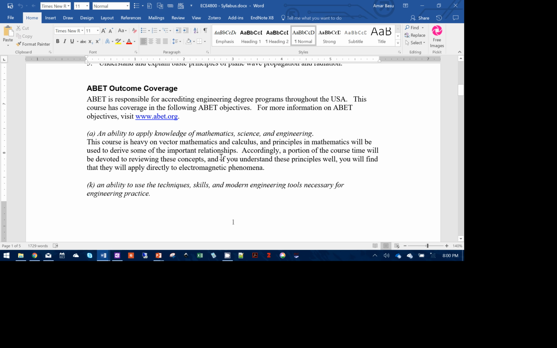So in terms of ABET outcome coverage, this is something that some of you have heard about. ABET is an accreditation. Wayne State is an ABET accredited program. So in order to keep that accreditation, they have certain focal points or certain goals that they want all undergraduates to know. And you'll notice that these things are very general. They're the topics listed in italics here.